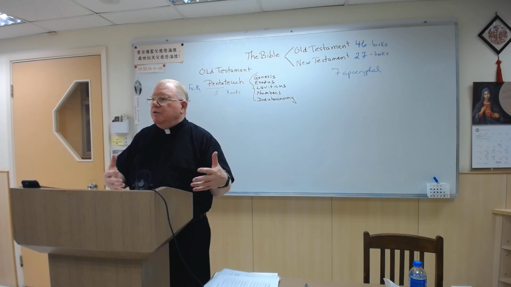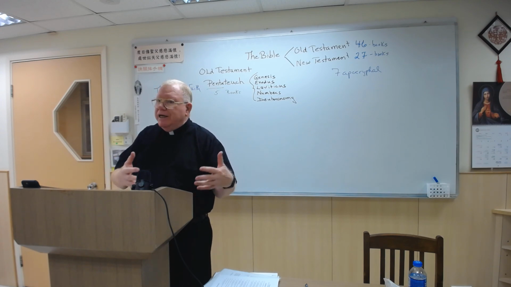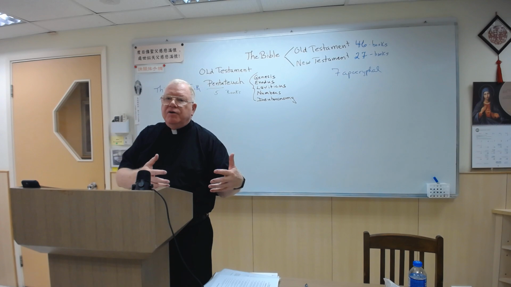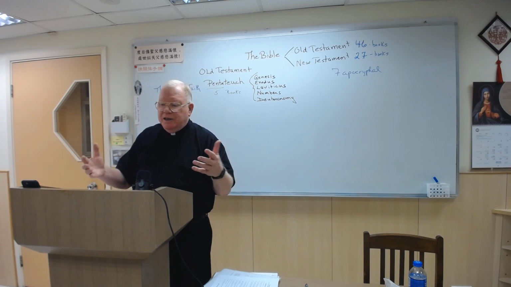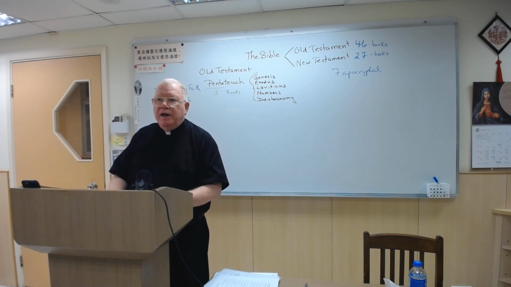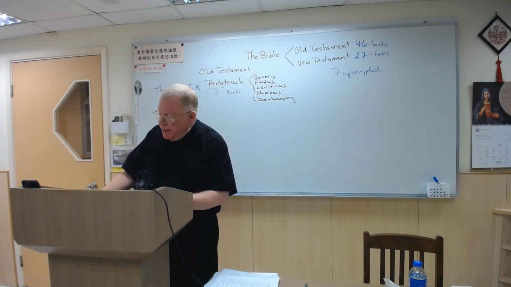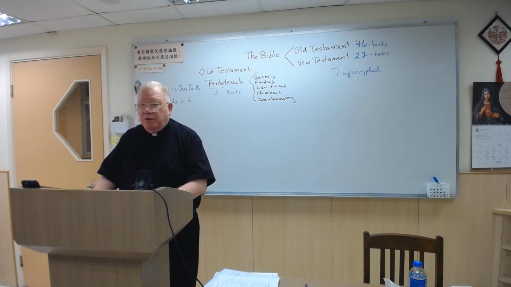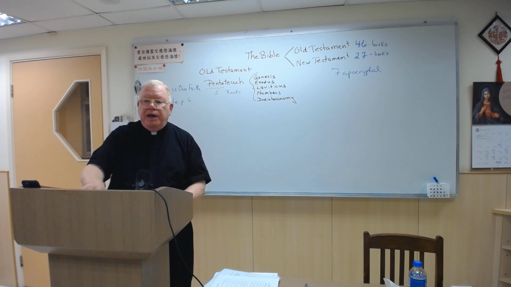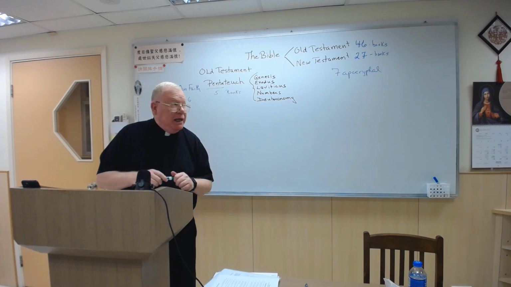The Bible was put together centuries before this. Around the 3rd century, the Bible as we know it today is already canonized. It is put into legal form with 46 books in the Old Testament and 27 books in the New Testament. Now, the word Bible comes from the Greek word, which is biblia.